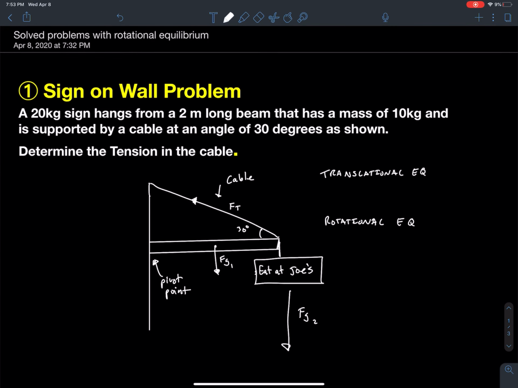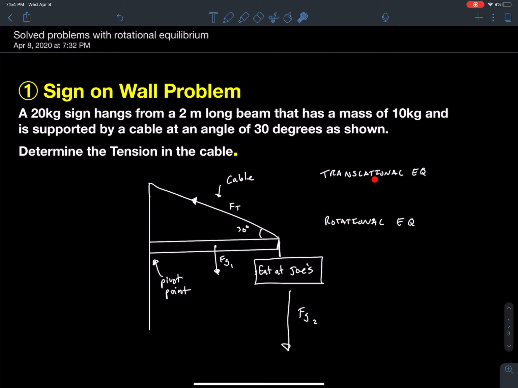Okay, starting with the sign on the wall, a 20 kilogram sign hangs from a 2-meter long beam that has a mass of 10 kilograms and is supported by a cable at an angle of 30 degrees as shown in the diagram. Determine the tension in the cable, okay? So, like all translational or all rotational equilibrium problems, we set up these two equilibria, translational equilibrium and a rotational equilibrium.